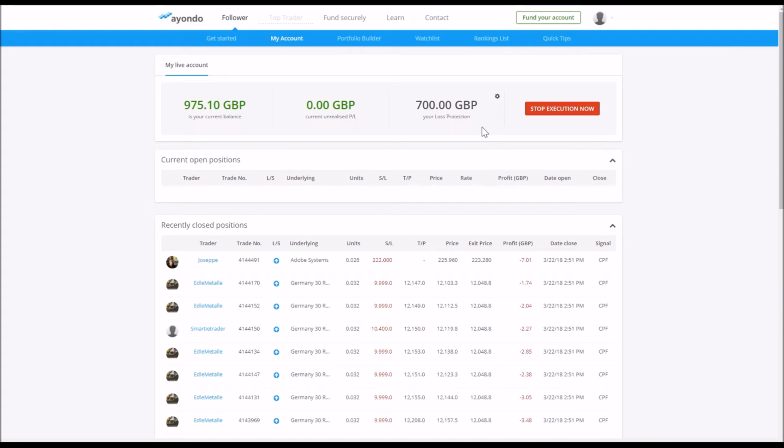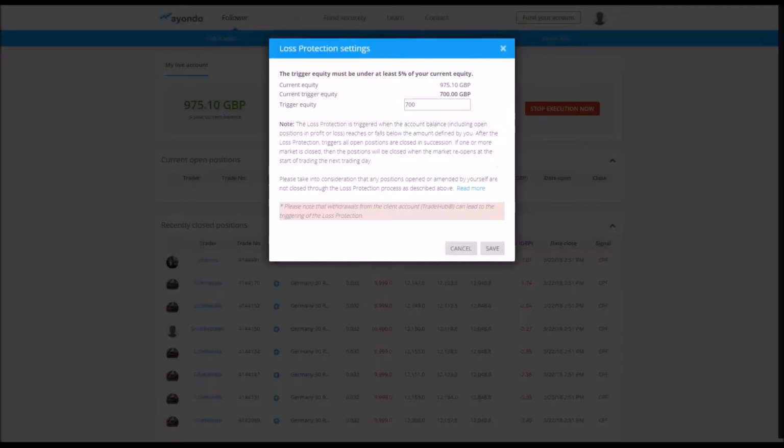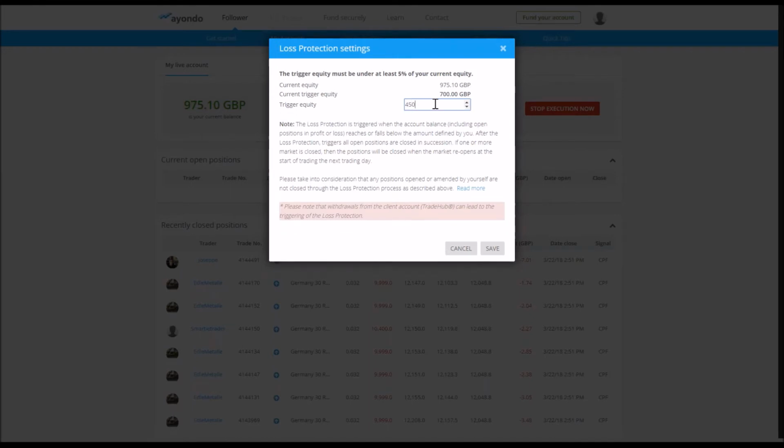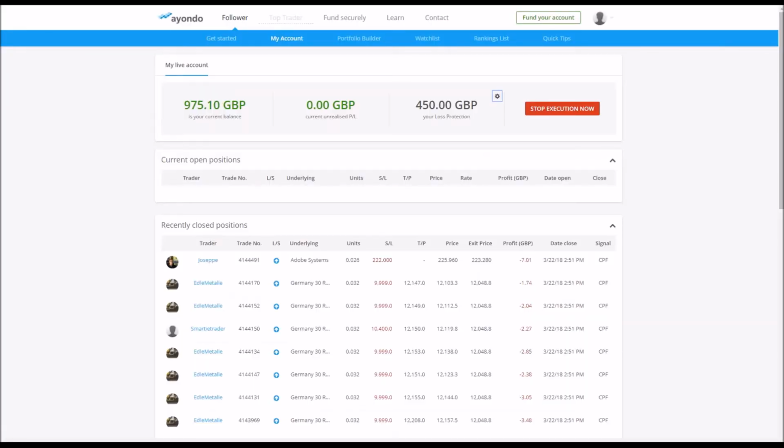But the next bit of risk protection I can do, click on here, your loss protection. So even though I've got £975 in my account, I can put what is in effect almost a stop loss on my account. So I can say I've got £975 in there. If my account balance falls to, let's say, 450, close everything. So close all existing open positions and don't open any new positions. Okay, so click on save. So that's me having a financial stop loss on my account.